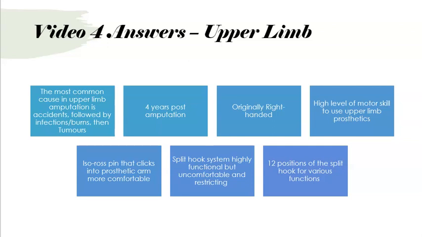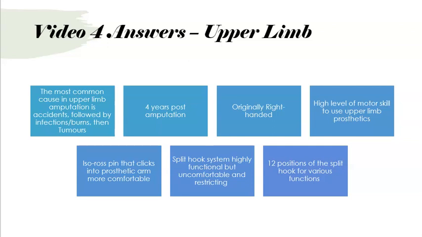And the high levels of motor skill that you require for an upper limb prosthesis are unbelievable, particularly with the new intelligent limbs, the new i-limbs that we have now, which work from biosensors. There's a real change in what's going on in the prosthetics market for the upper limb. So she's using an iso-ROS pin that clicks in to the more comfortable arm, as she calls it, and that's the arm she uses more often.